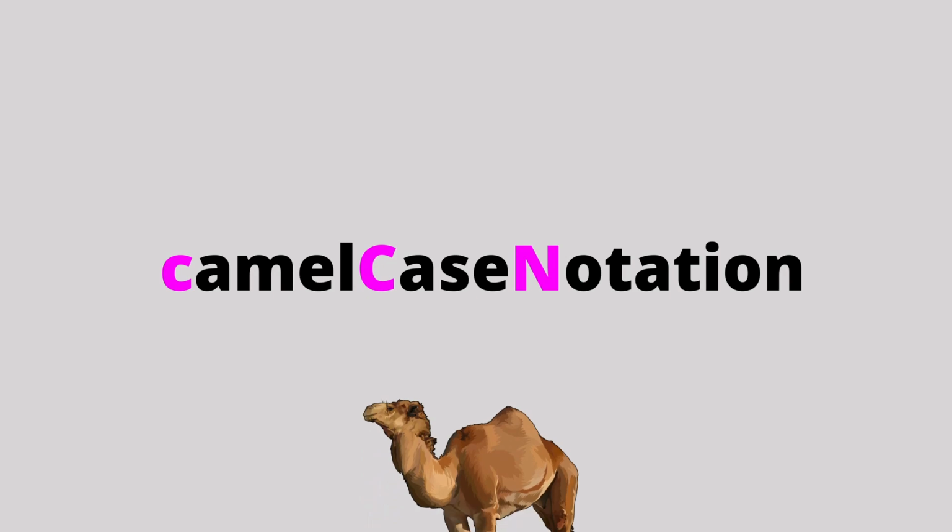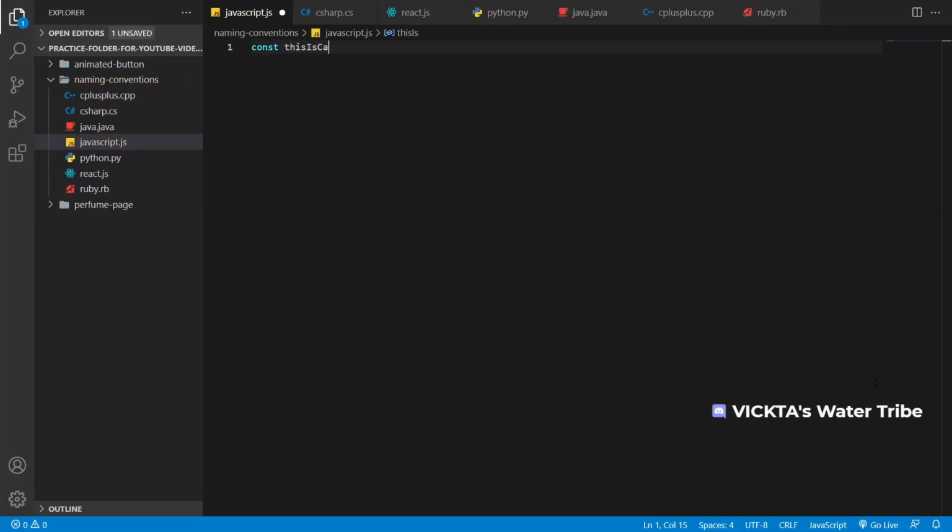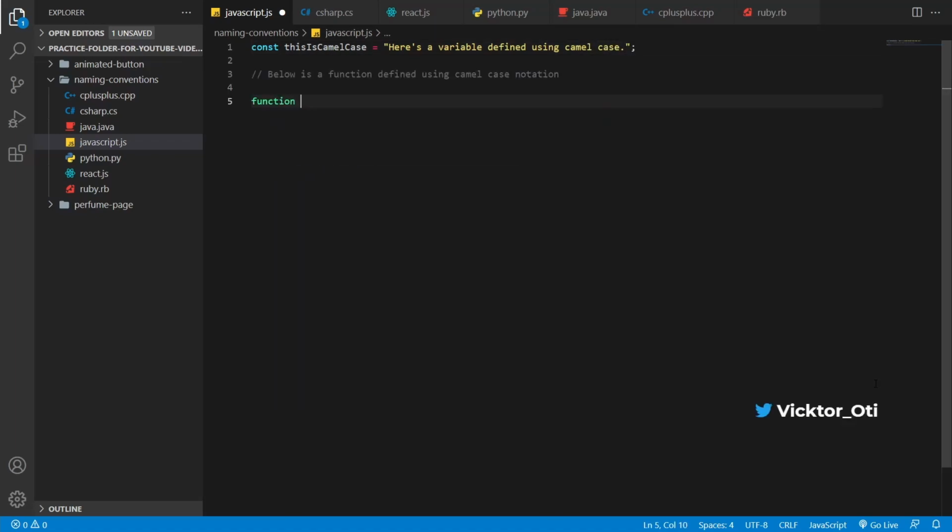First up is camel case notation. Camel case is the practice of writing words where only the first letter of the first word is capitalized, while the remaining words all begin with capital letters with no spaces in between. It's sometimes referred to as lower camel case or dromedary case, depending on the developer you ask or what programming language it's used in. Dromedary here meaning the species of camel with only one hump.